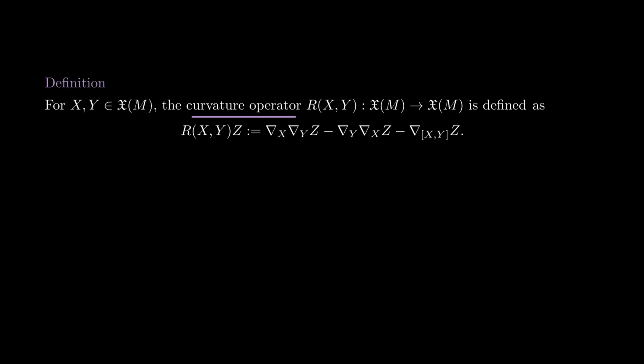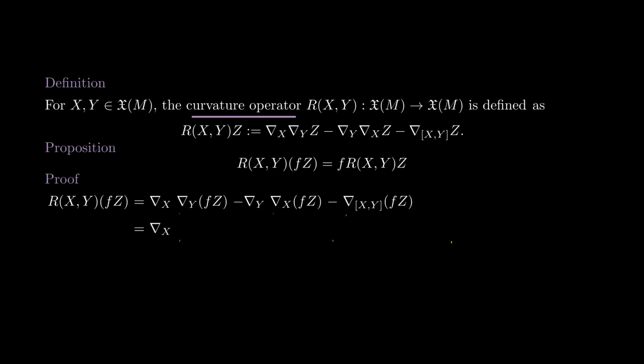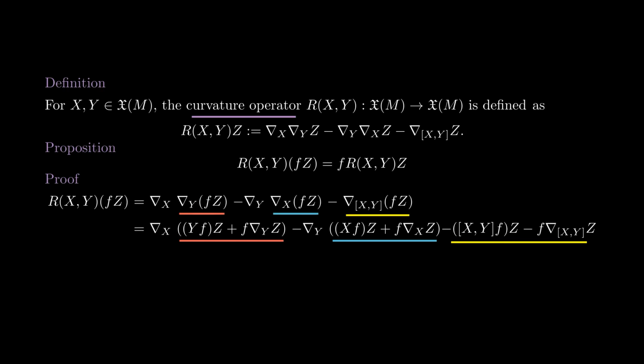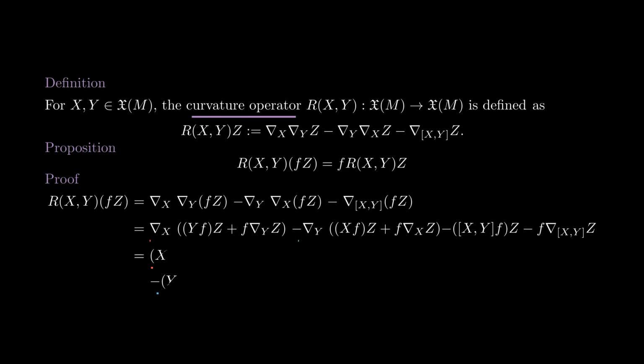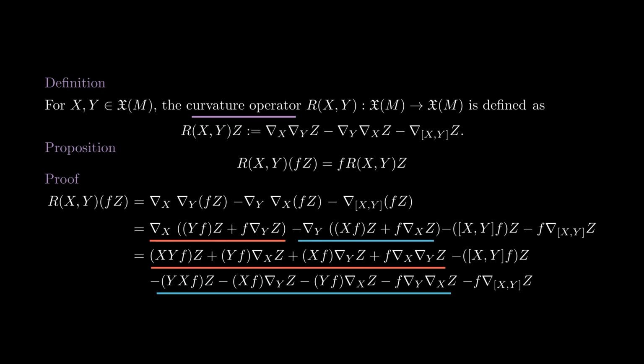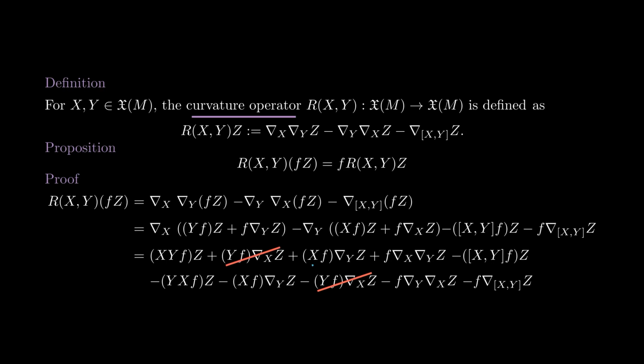R_{xy} is not just a linear function from vector fields to vector fields, it is infinity linear. If we apply R_{xy} to fz, we can expand by applying the Leibniz rule of nabla. If we do it twice, we get this expression. Many terms will cancel, and using the definition of Lie bracket, we can cancel these other terms. In the end, we get f times R_{xy}z.